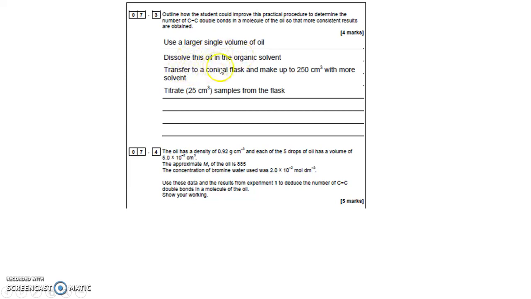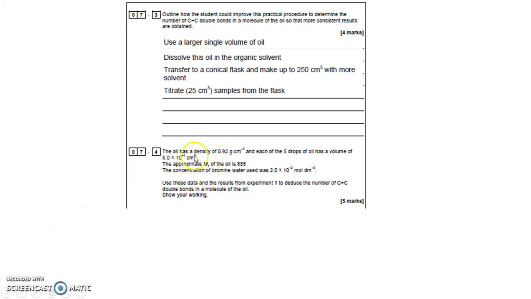Dissolve it in the organic solvent, make a batch up so it's all the same concentration, made up at the start at the right concentration. 250 centimetres cubed is a good amount to make as a batch, and titrate 25 centimetre cube samples in the flask. That's a more acceptable volume to be titrating against.